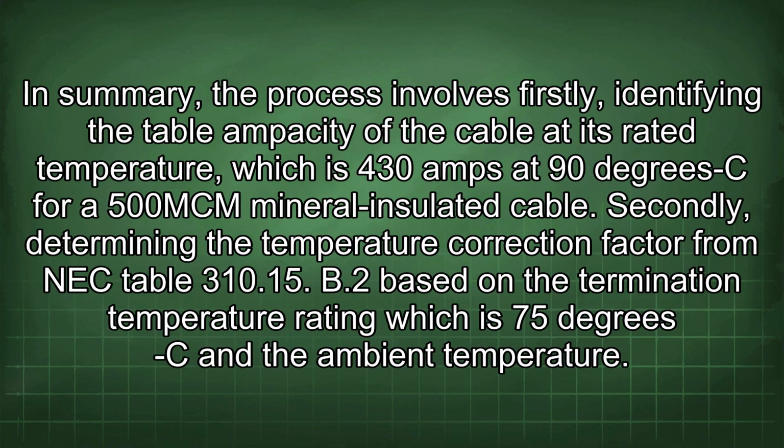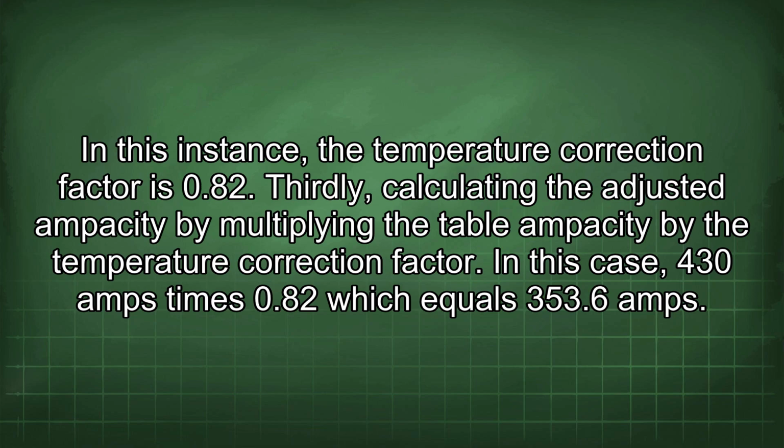In summary, the process involves firstly identifying the table ampacity of the cable at its rated temperature, which is 430 amps at 90 degrees C for a 500 mcm mineral-insulated cable. Secondly, determining the temperature correction factor from NEC Table 310.15(B)(2) based on the termination temperature rating, which is 75 degrees C, and the ambient temperature. In this instance, the temperature correction factor is 0.82.